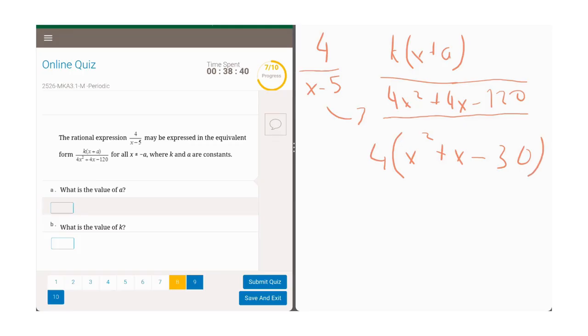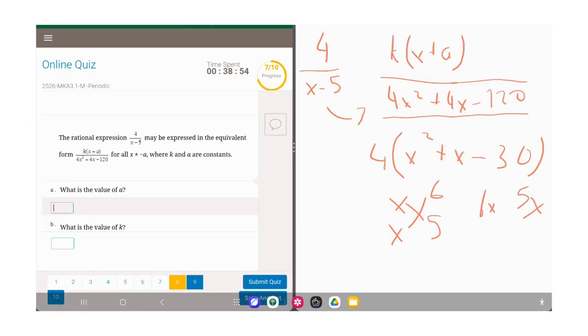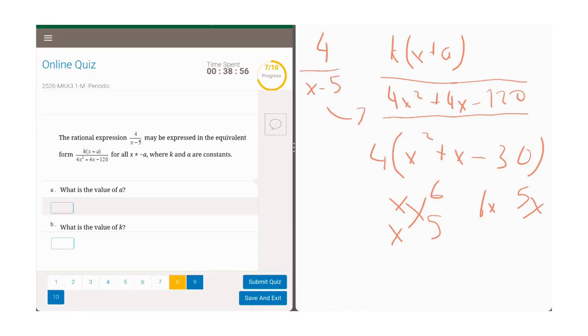We can factor this using box method. We have x and x. 30 can be split into 6 and 5, and then we cross multiply, we get 6x, 5x. Now you can subtract or add in any way to make it equal to x. So we can make it 6x minus 5x. So put the minus here. x times x is equal to x squared. 6 times negative 5 is equal to negative 30.